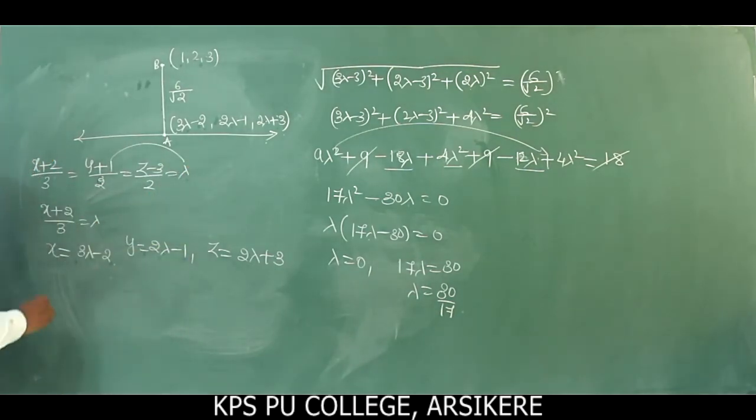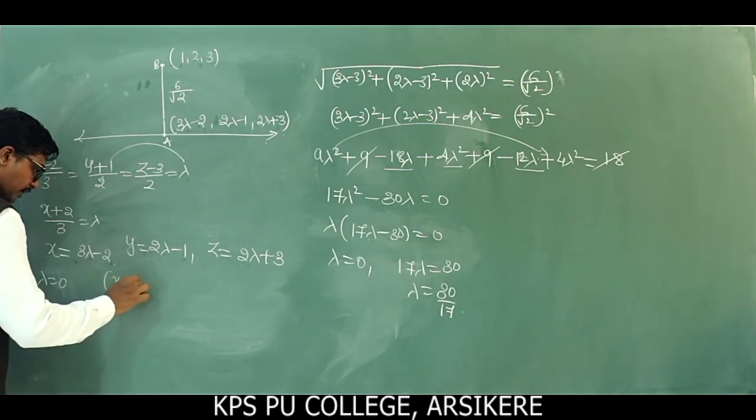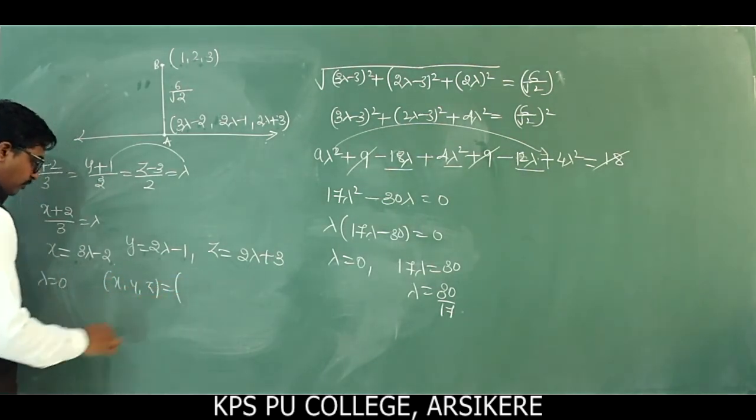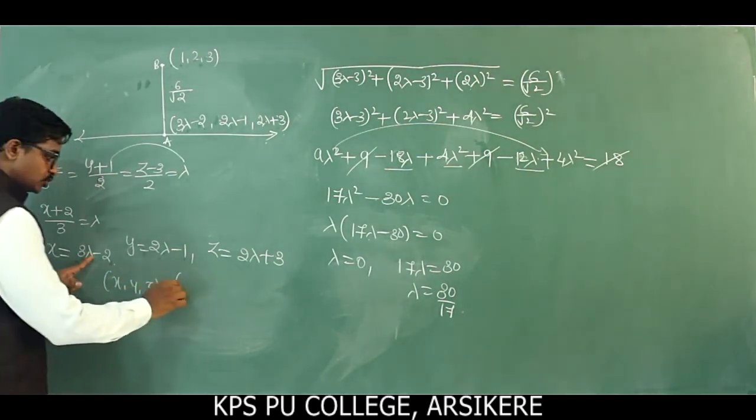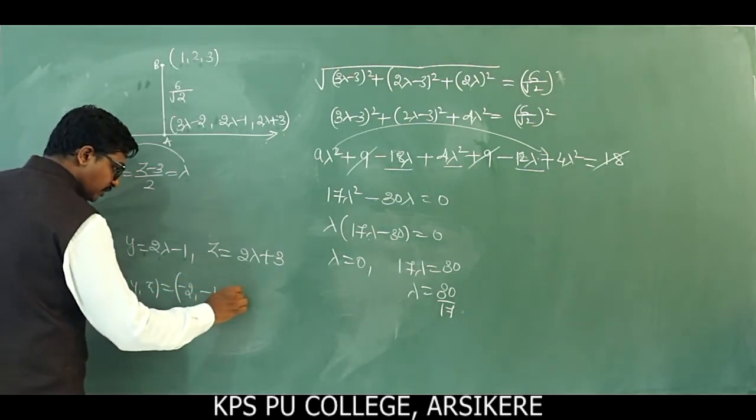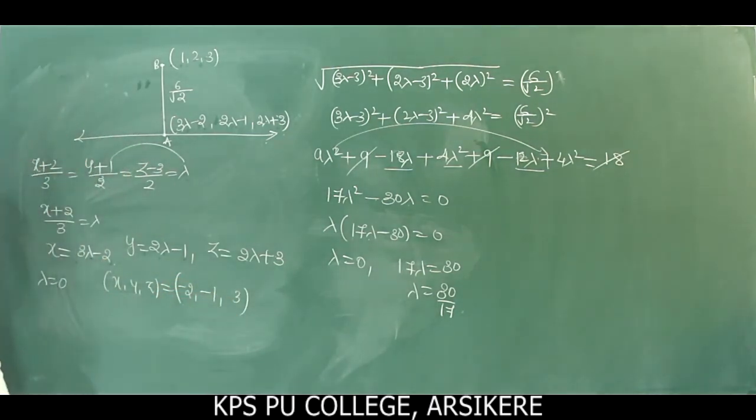So when lambda is equal to 0, the point becomes x, y, z is equal to, what was the point? Lambda is equal to 0, minus 2, minus 1 and 3. So x, y, z is minus 2, minus 1 and 3. And when lambda is equal to the other value, what is the other one?